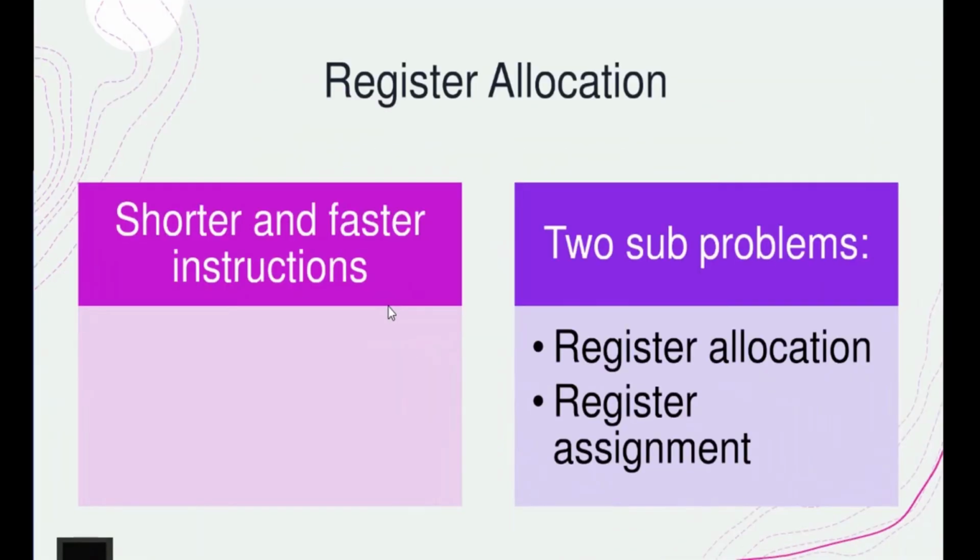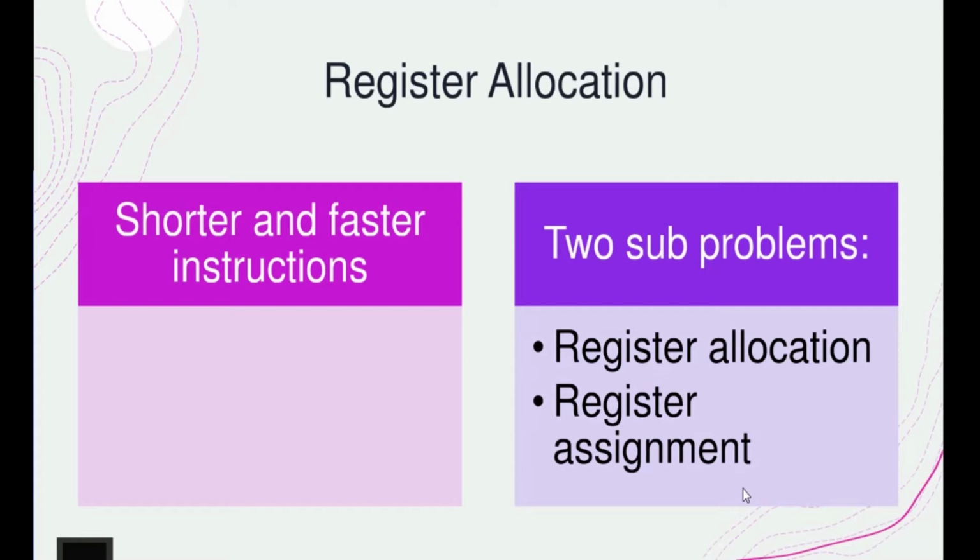Next, register allocation. Instructions involving registers are shorter and faster. Two subproblems are there: one is register allocation and the other is register assignment. Register allocation selects the set of variables that will reside in registers at a point in the program. So which variables we should store in registers is determined by register allocation. Then register assignment is where we pick one specific register in which a particular variable will reside.